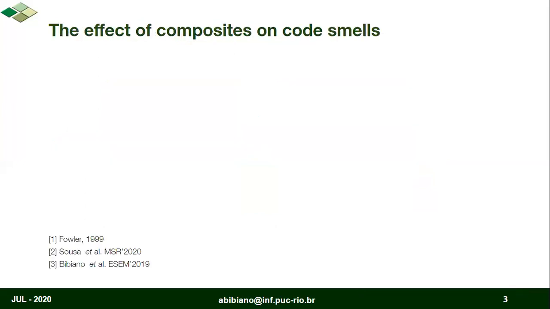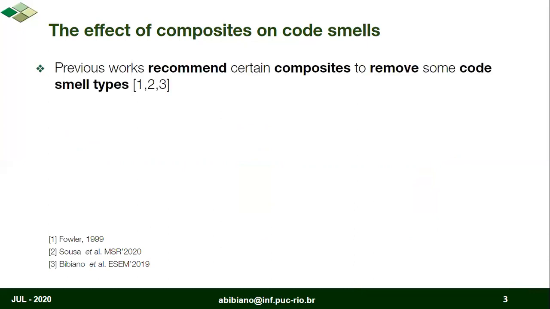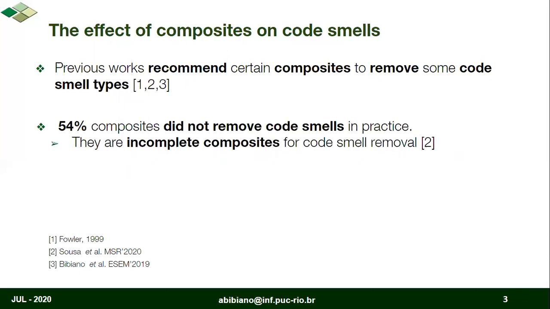Previous studies have investigated the effect of composites on poor code structure, or code smells. Previous works recommend certain composites to remove some code smell types. For example, the application of extract methods and move methods to remove a code smell called feature envy. However, a research study presented that 54% of composites did not remove code smells in practice. They are incomplete composites for code smell removal.